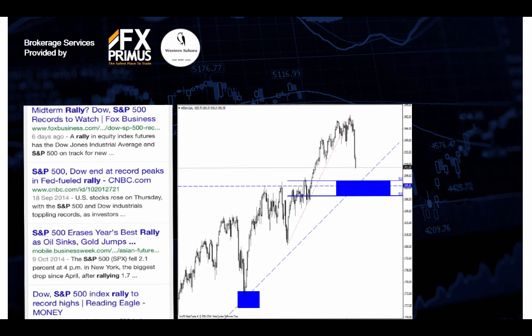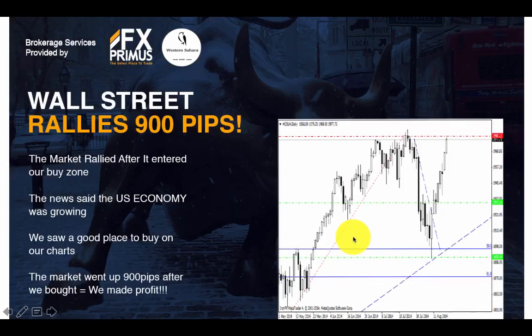And what happened, ladies and gentlemen, I placed a buy order within this blue box that I highlighted very nicely here, and this is exactly what happened. Fast forward 7 days later, the market picked up my buy order and rallied all the way to the upside for a good 900 pips, 900 pips, guys.